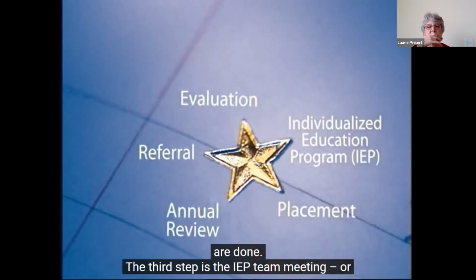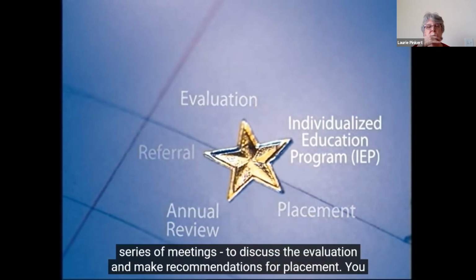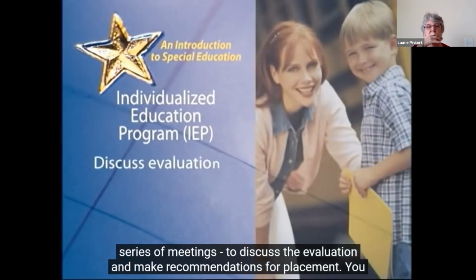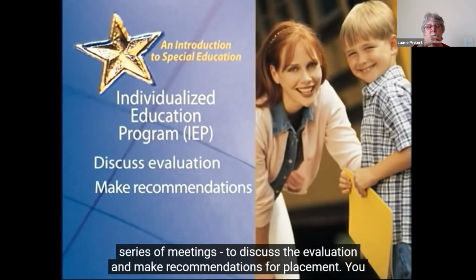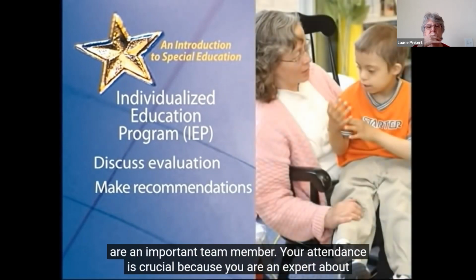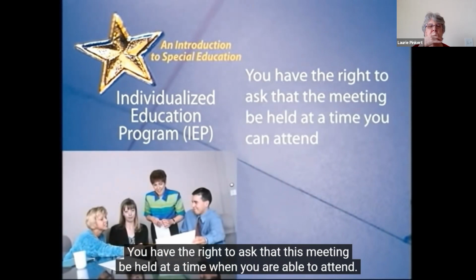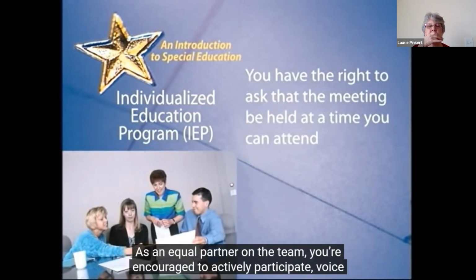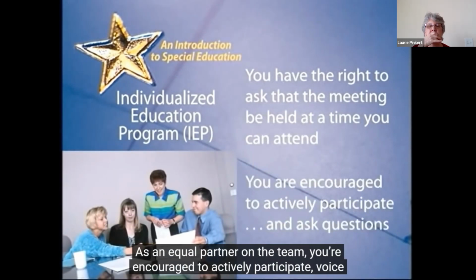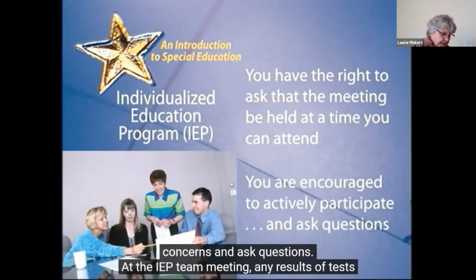The third step is the IEP team meeting, or series of meetings, to discuss the evaluation and make recommendations for placement. You are an important team member. Your attendance is crucial because you are an expert about your child. You have the right to ask that this meeting be held at a time when you are able to attend. As an equal partner on the team, you're encouraged to actively participate, voice concerns, and ask questions.